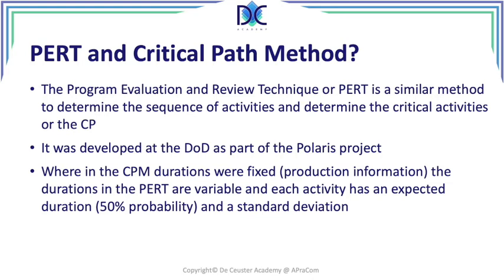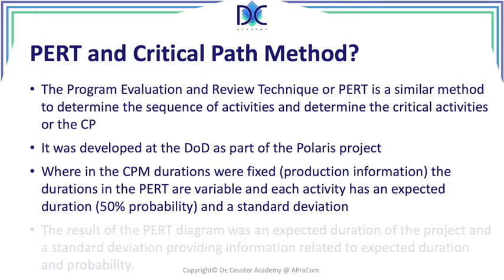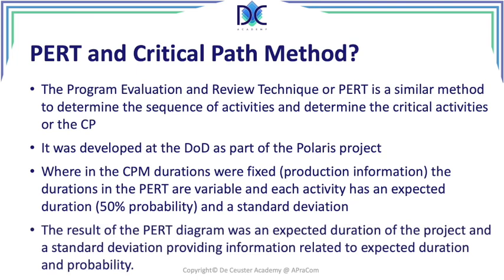So the PERT uses the same type of diagram like the arrow diagramming method, but the durations are variable. Now, the result of the PERT diagram is an expected duration of the project and a standard deviation providing information related to the expected duration and probability of the project, so we can find a relationship between duration and probability to complete the project within a certain time frame. So that was it for this short video about the principles of critical path method.